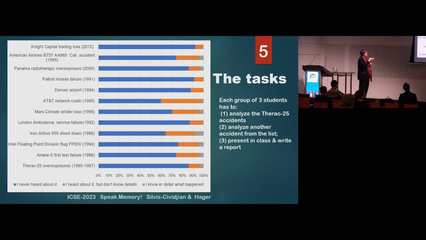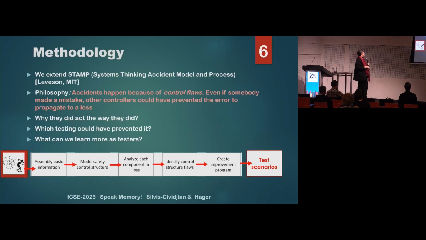So the assignment was like this. We had groups, and each group had to analyze the Therac-25 accident, compulsory, because we can learn a lot. I will show you in a minute. And then analyze another accident from this list, and then present in the class their assignment so that everybody hears in the end about 13 possible accidents. And you see the losses are different. There are financial losses, but also brand image losses, but also lives. And this is where we can impress our students.